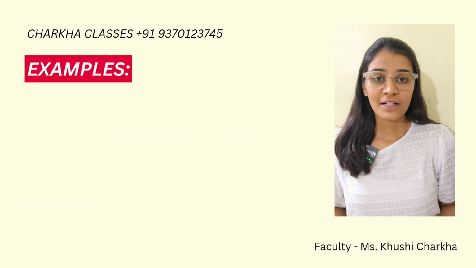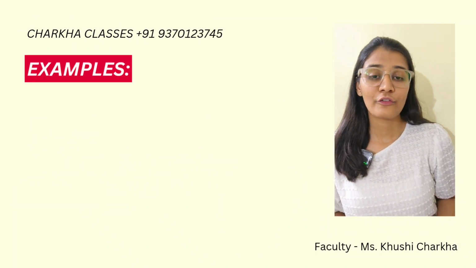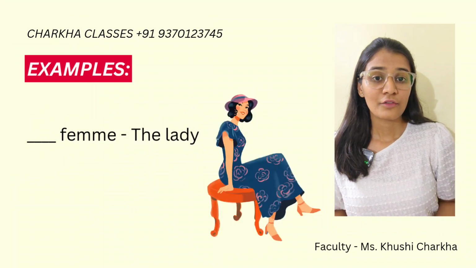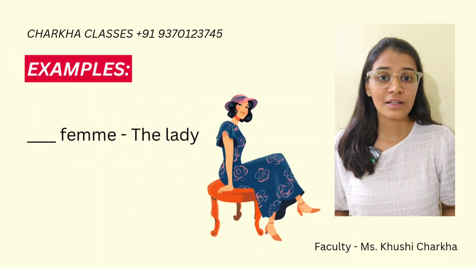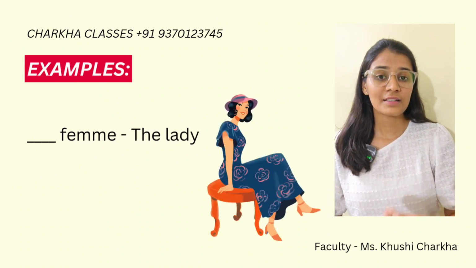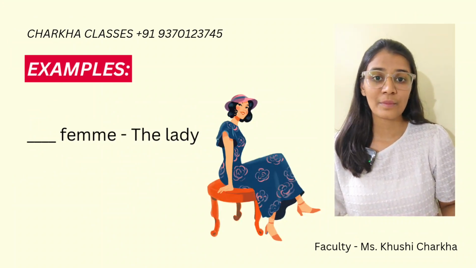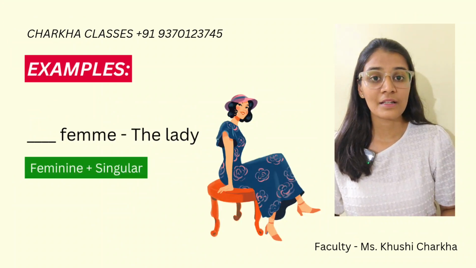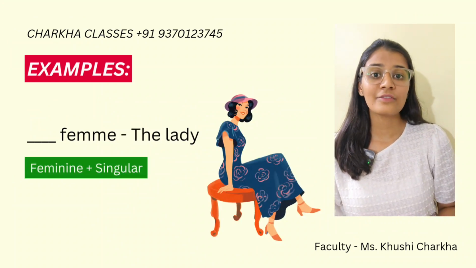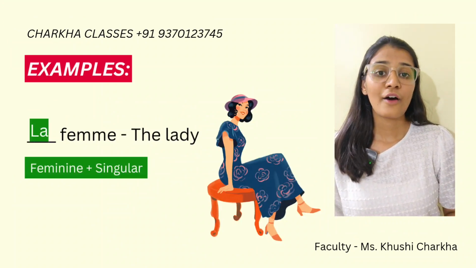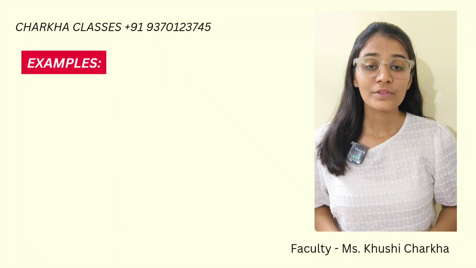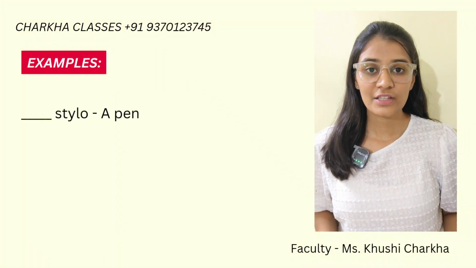Now suppose I say dash femme. Femme means lady. It is singular. Now the next step is, does it begin with a vowel? No. So now I'll have to think whether masculine or feminine. So the noun is feminine. For singular, feminine, I have la. So la femme.